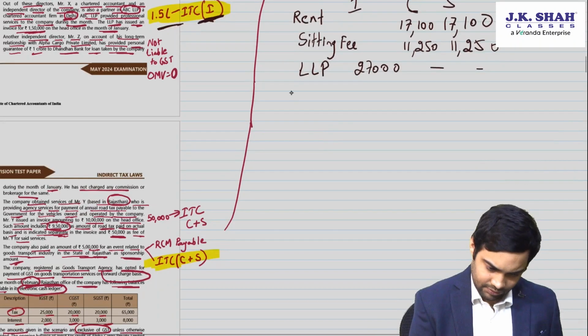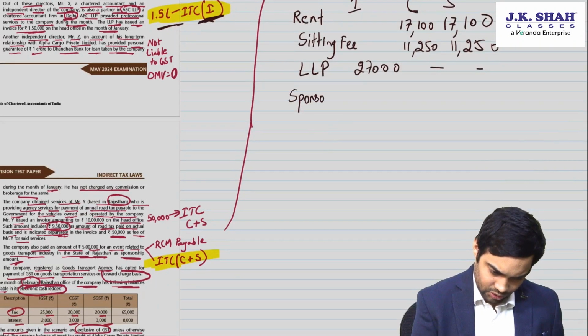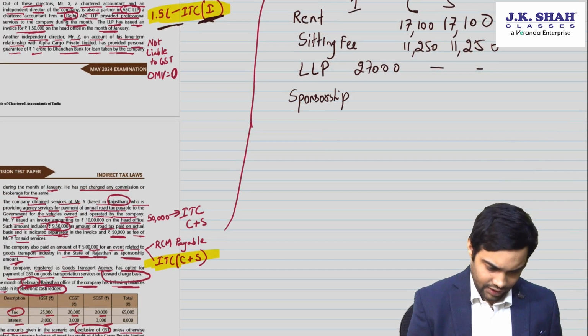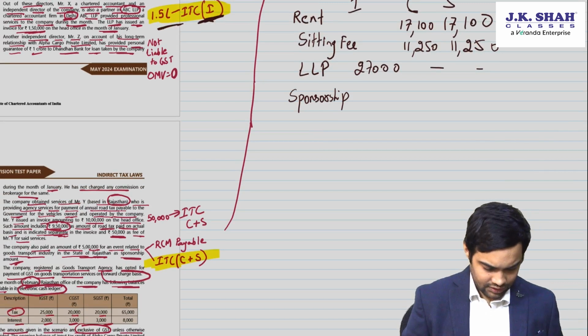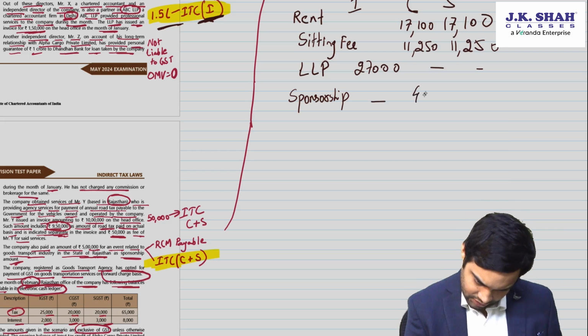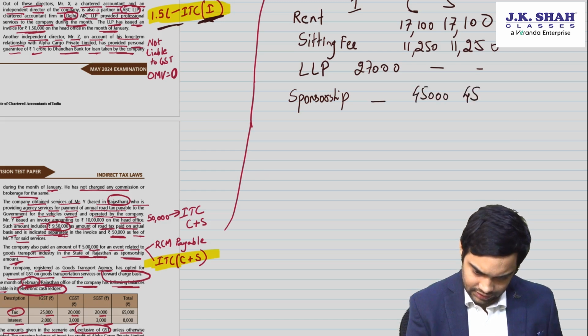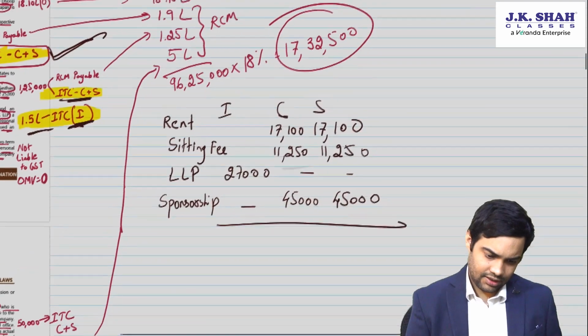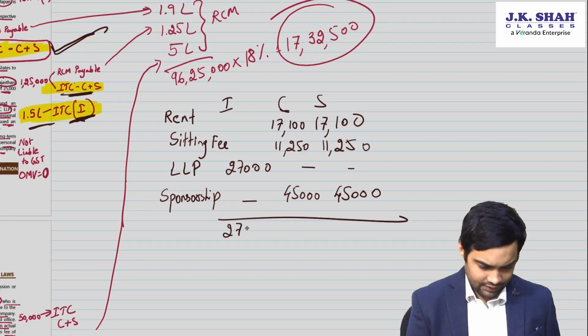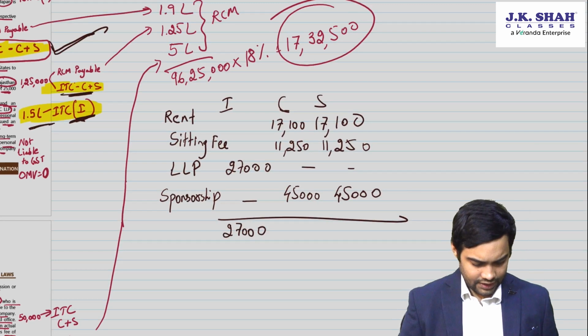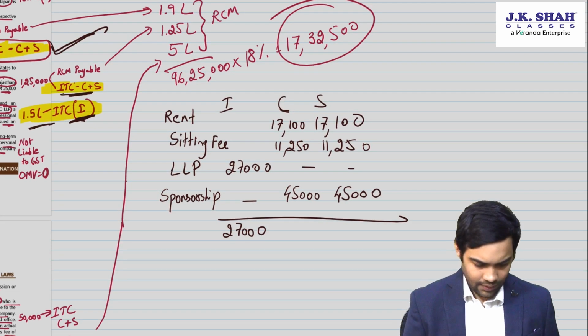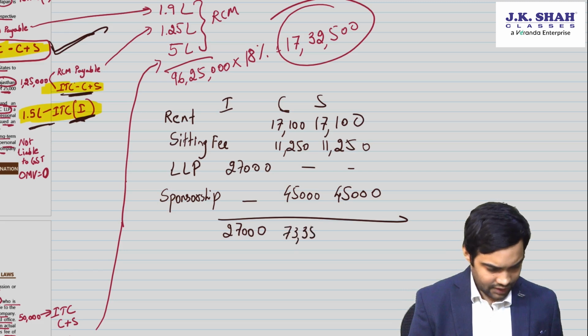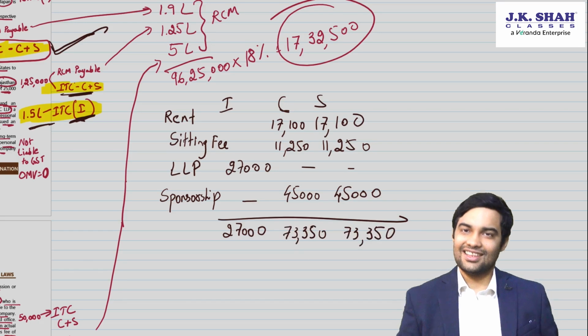Then sponsorship, whether you'll get ITC. Yes, sponsorship also you'll get ITC. Sponsorship 5 lakh, that's also within the state. So that would be 45,000 CGST, 45,000 SGST. Now let's total the ITC. 17,100 plus 11,250 plus 45,000, 73,350 and 73,350. Let's see whether this is there in the options.